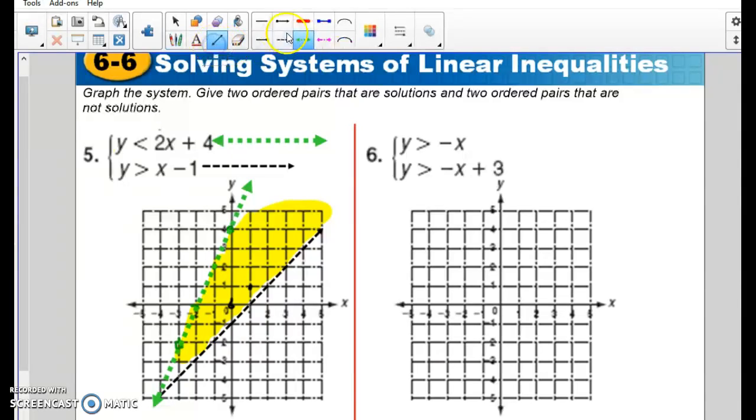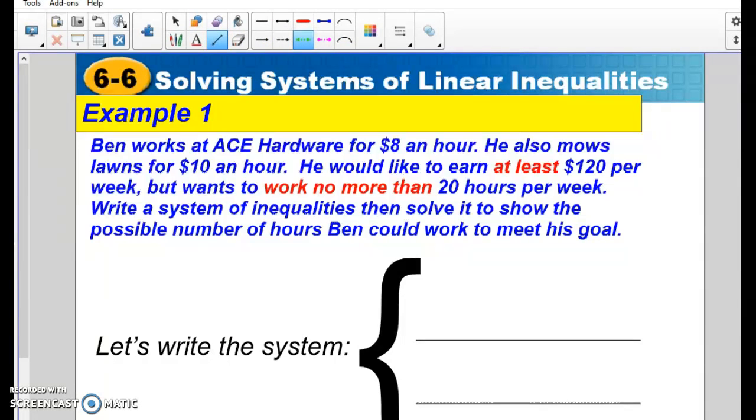All right, let's do another one here quick. This one's going to be a word problem, but pretty much the same thing. Ben works at Ace Hardware for $8 an hour. He also mows lawns for $10 an hour. He would like to earn at least $120 per week, but wants to work no more than 20 hours a week. So this is kind of going back to some of those problems we had earlier in the chapter.